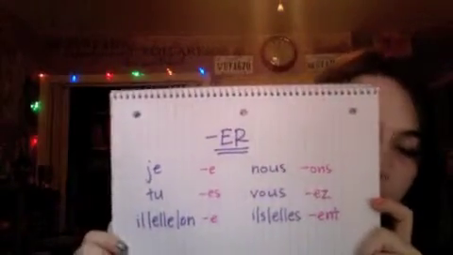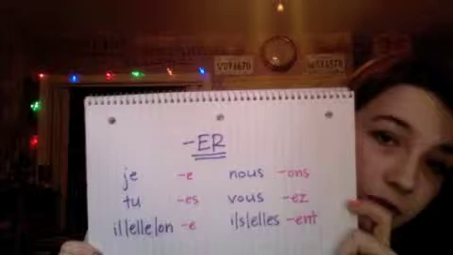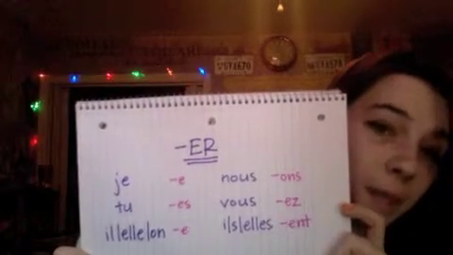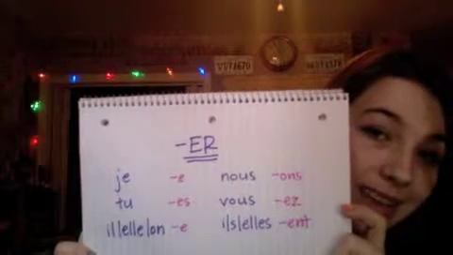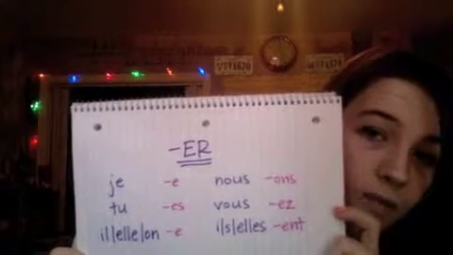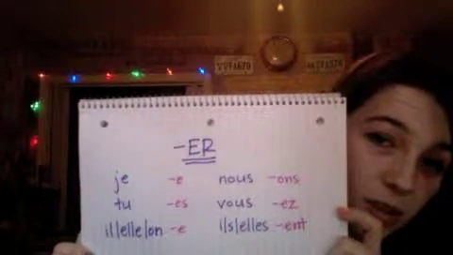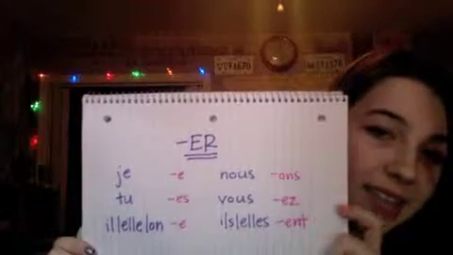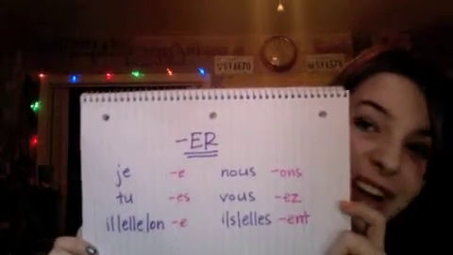Okay, then each subject pronoun has different endings. So, for the 3 different kinds of verbs, they have different endings for each subject pronoun. So, for er, for je, you just add an e to your stem. For tu, you add an es to your stem. For il, elle, on, you add an e. For nous, you add ons. For vous, you add an ez, which you pronounce like "ay." And ils, elles, you add ent, which you pronounce just not at all, really. It sounds exactly like the e's over here.